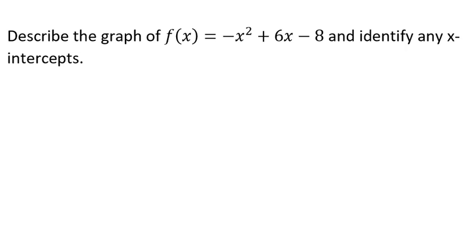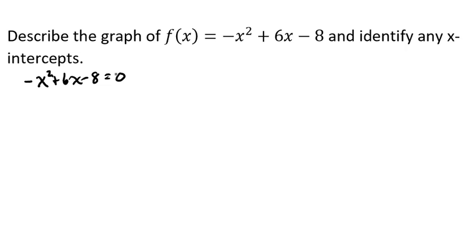To do this, we're going to complete the square first, and that's going to allow us to put our quadratic function into standard form. And then we're going to factor it, and that's going to give us our x-intercepts. So let's go ahead and start by writing down our problem. Negative x squared plus 6x minus 8 equals 0.